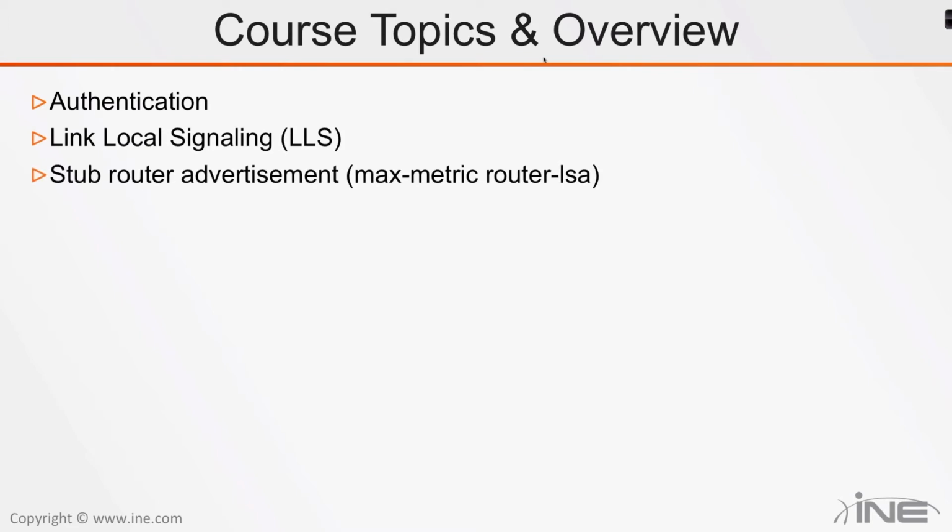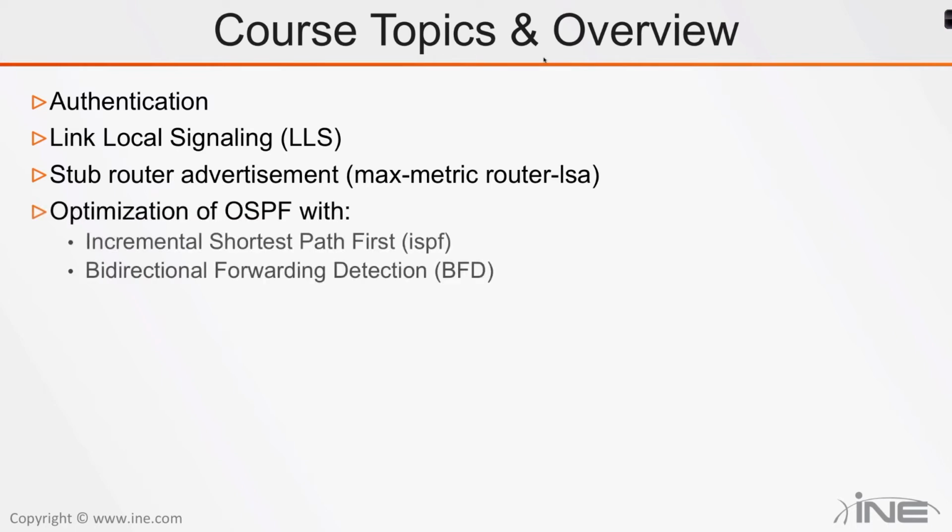All right, we're going to be looking at authentication. We're going to be looking at link local signaling and what that means. In fact, you're going to see that a lot when we do our packet captures, the LLS. We're going to talk about stub router advertisement, right? So the max metric router LSA. So how do we transition an OSPF router to behave in a stub fashion, or to basically have it advertise the max metric so that it's routed around?